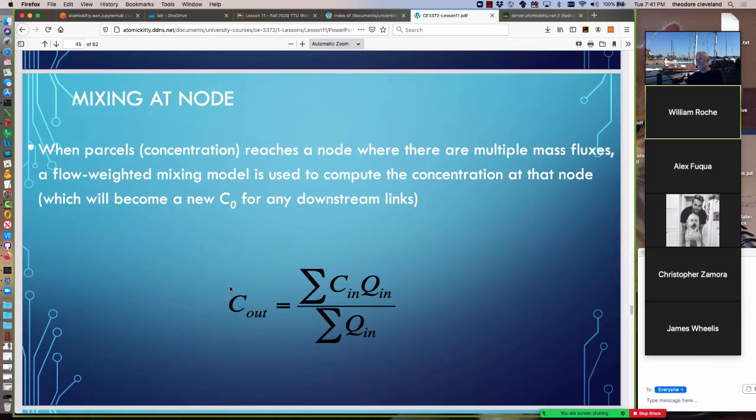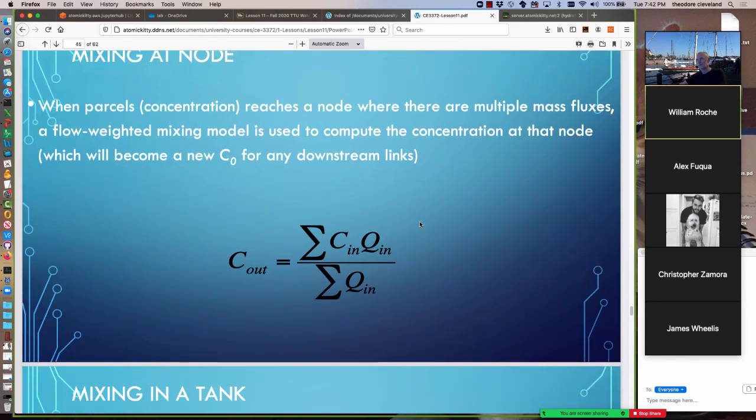When the parcels get to a node, a mixing equation is used that's depicted on this slide, and it sums all the mass coming in. So concentration in times flow rate in is all the constituent mass that's entering the node. That's divided by the total flow entering the node, and the result of that is the concentration in the node. And then any flows that are leaving the node are assigned this concentration C out and used for subsequent downstream link calculations.